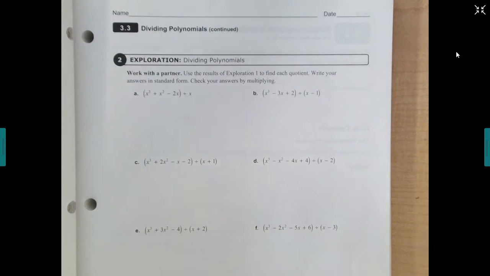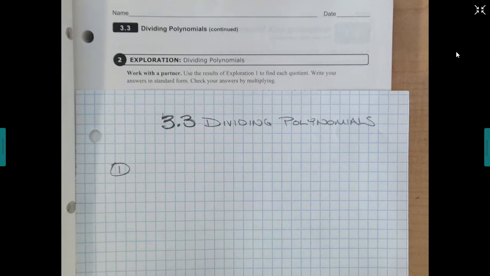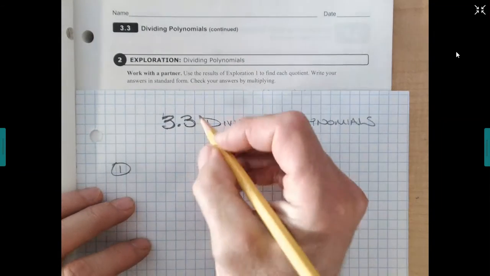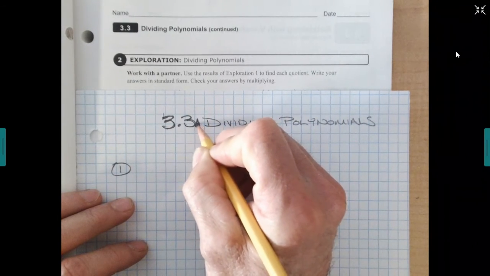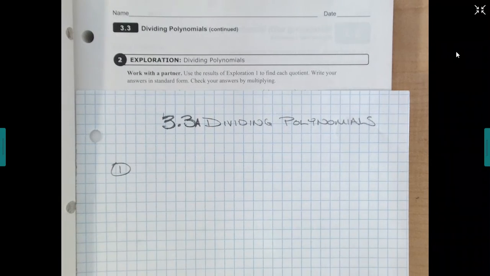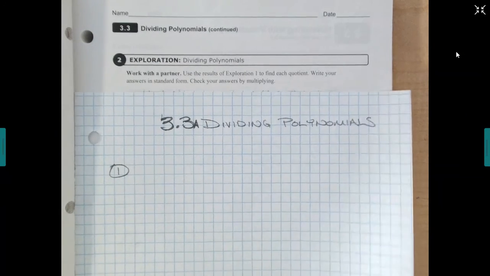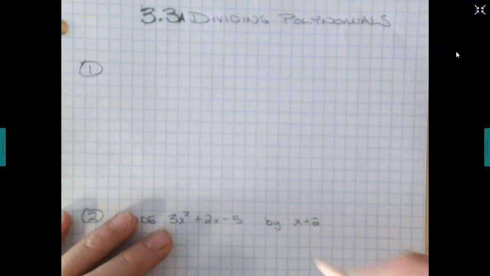Good morning, students. Today we are going to be dividing polynomials. We're on section 3.3. We'll consider this to be point 3a. We'll be dividing polynomials two different ways. Today we're going to be learning the first way, 3.3a. What we're going to start off with is a refresher on how to divide.